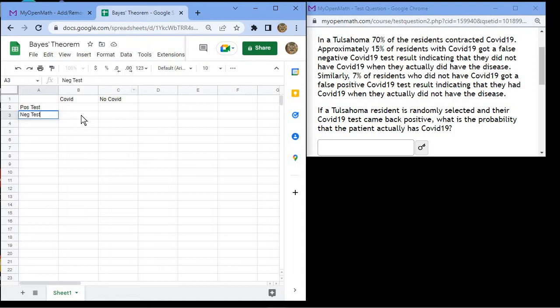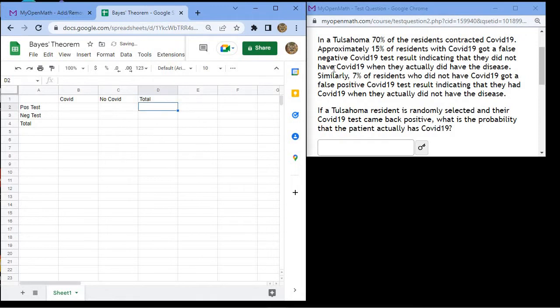So we have two situations, the reality of the situation, whether or not the person has COVID. Those are in the columns. And then we have the testing situation, whether they tested positive or tested negative. I will also put totals here. So this will give me column totals, and over here I'll find my row totals.